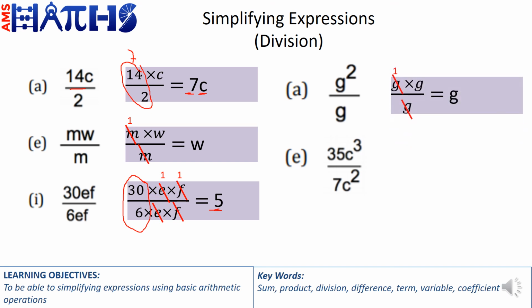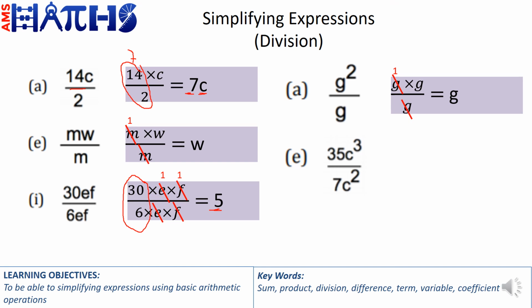On our next example, g squared divided by g. On the top, the numerator, we've written out g times g, and on the denominator, we have g. And so g divides g to give us 1, and then another g remains, so it's 1 multiplied by g to give us g.